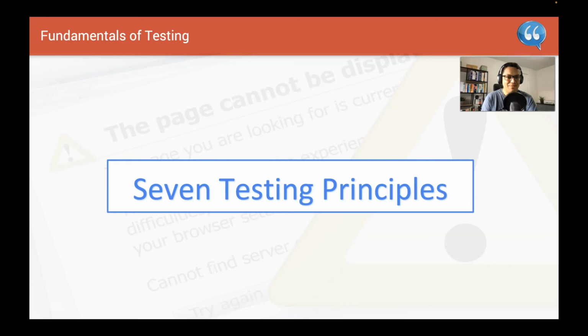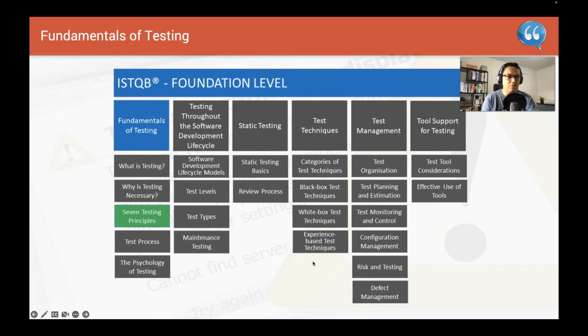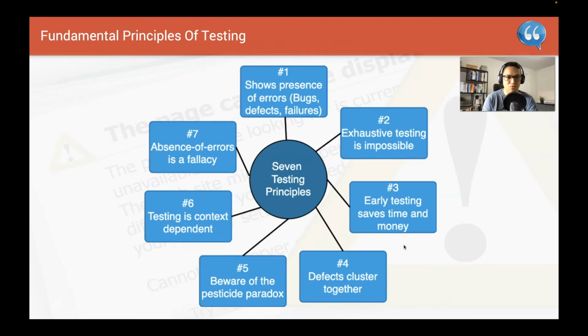Okay, the 7 testing principles, as part of the foundation level of the ISTQB 2018. These are from section 1, chapter 1. This is the third part of it, so there's a lot to go, but let's focus on these 7 testing principles. Number 1, testing shows the presence of errors, bugs, defects, and failures.